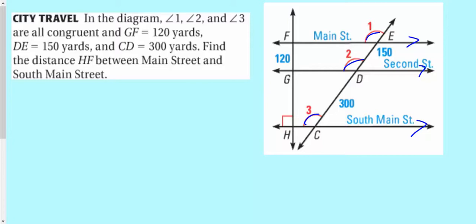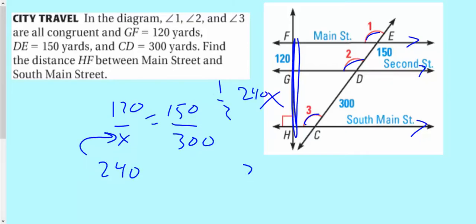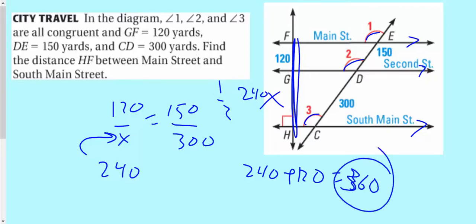All right. GF is 120. DE is 150. CD is 300. Find the distance HF. So we want this here. So what I'm going to do is figure out what that is first, and then I'll add 120 to it. So 120 over X equals 150 over 300. Well, that's a 1 to 2 ratio, so this has to be 240 right there. So this is 240 plus the 120 equals 360. And there's your answer. You could also cross multiply, you're going to get the same answer.